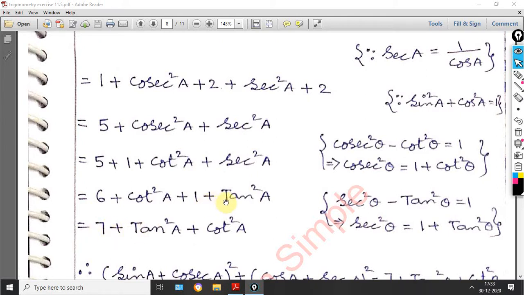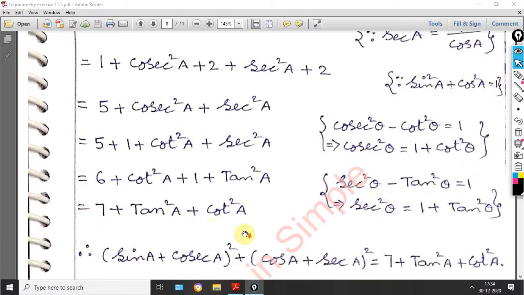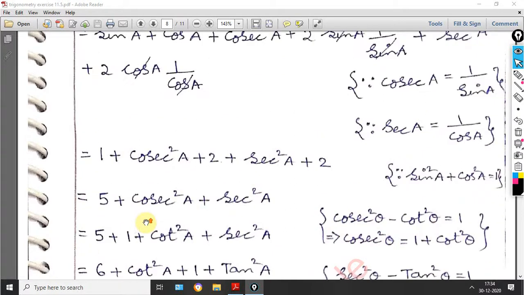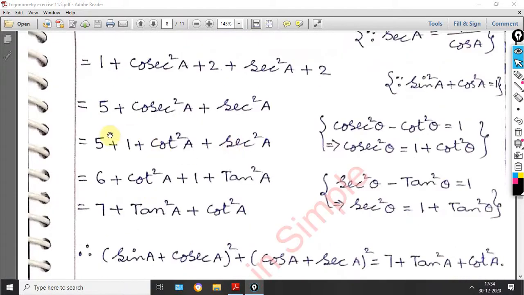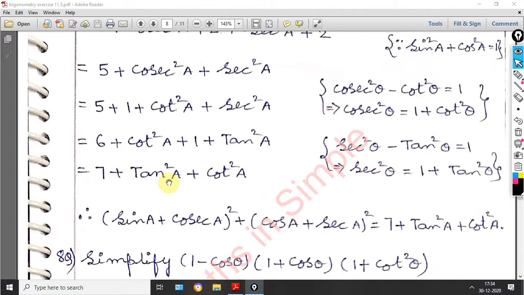Next, what are we doing? We are writing this tan square A first. So we are writing plus tan square A. Next, plus cot square A, so we are writing plus cot square A. So hence we have got the LHS part. Once we check, what is the RHS part? 7 plus tan square A plus cot square A. That only we got, 7 plus tan square A plus cot square A. So therefore LHS equal to RHS.